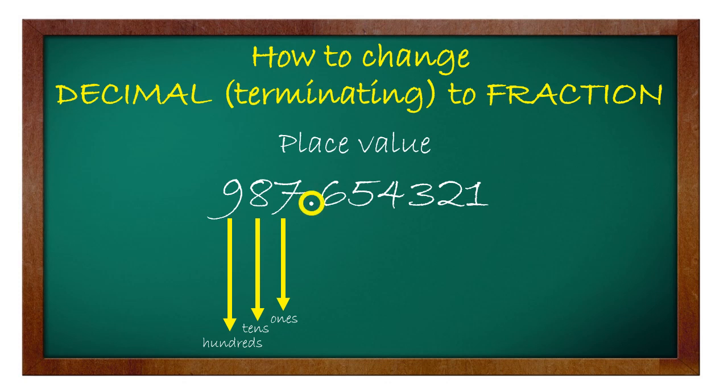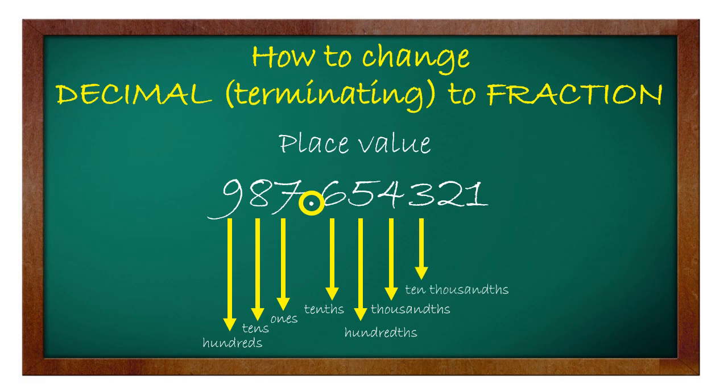Paano kaya or ano kaya ang tawag natin sa mga place value pagdating naman sa decimal natin? Let's say the 6. Anong tawag natin sa 6? Okay, that is tenths. Take note of the spelling, ha? And then the 5 is hundredths. 4 is thousandths. 3 is ten-thousandths. 2 is hundred-thousandths. 1 is millionths, and so on.